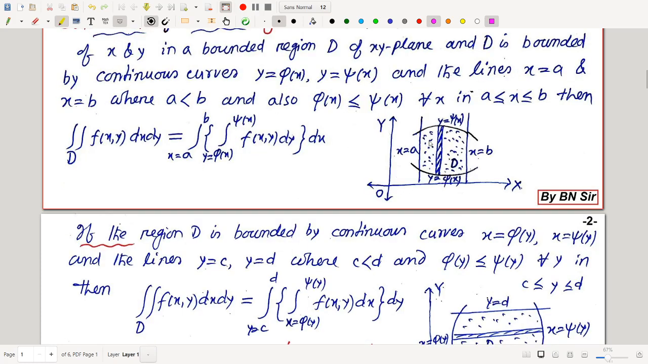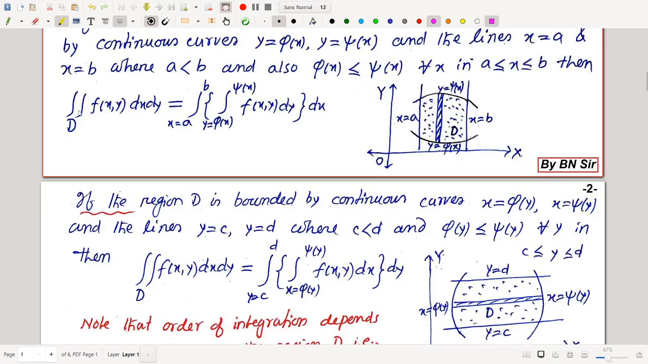If the shape of the region is like that, that is, the boundaries are two curves above and below and two straight lines to the left and to the right, in that case the double integral of f of xy over the region D is given by this repeated integral. First we integrate with respect to y, integrating f of xy with respect to y from y equal to phi x to y equal to psi x, and then we integrate with respect to x from x equal to a to x equal to b.